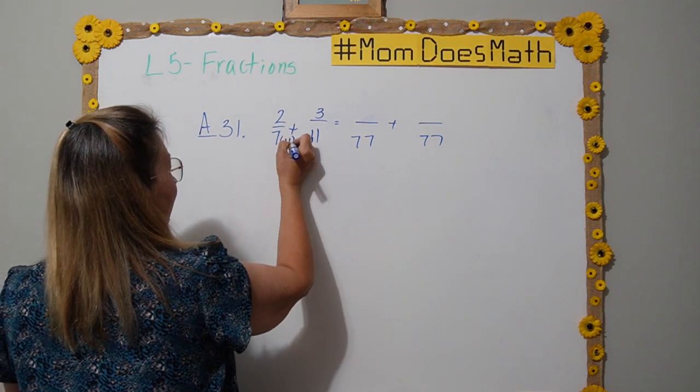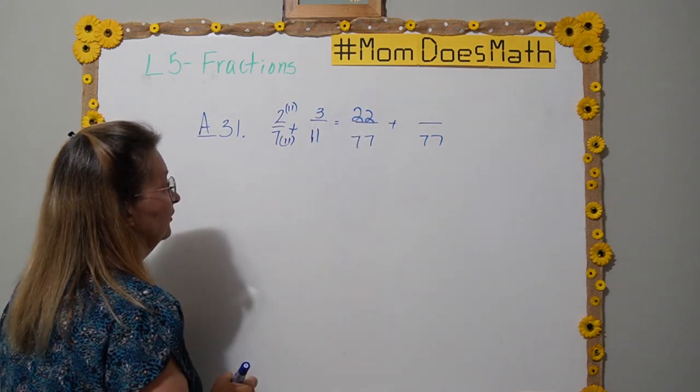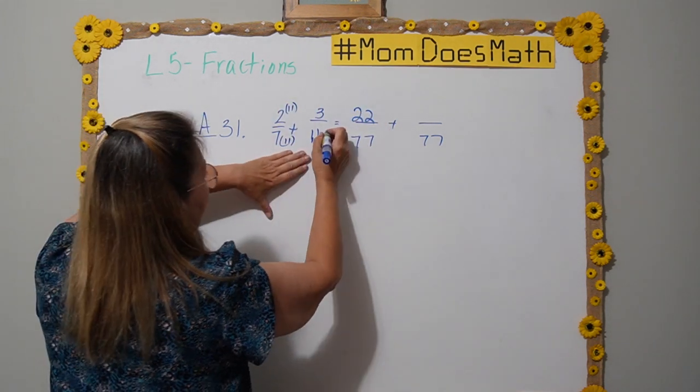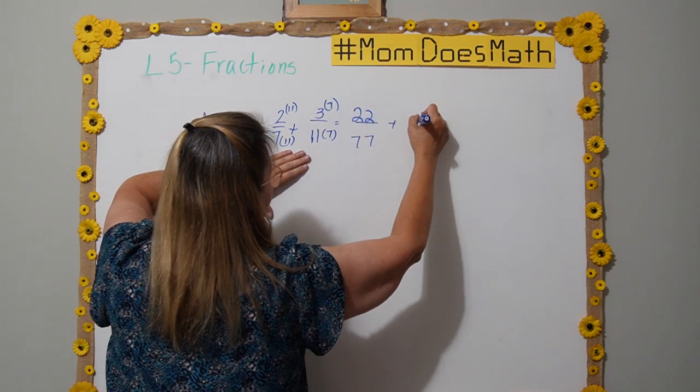Well, you multiplied it by 11, so you've got to multiply the top by 11. That gives you 22. What did you multiply this by? Well, you multiplied it by 7, so you've got to multiply the top by 7.